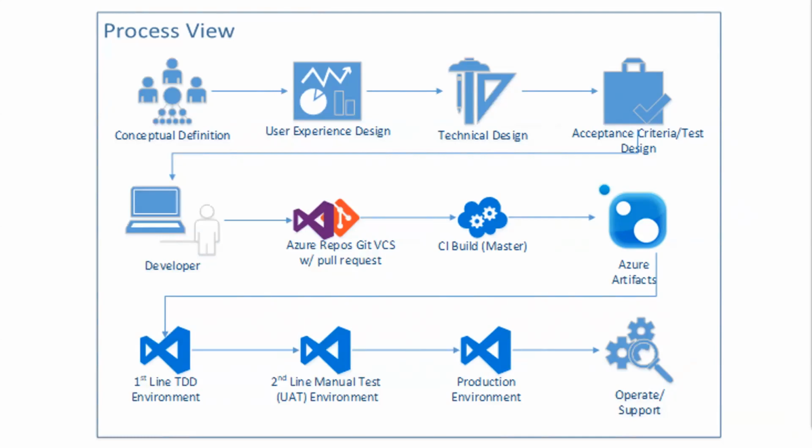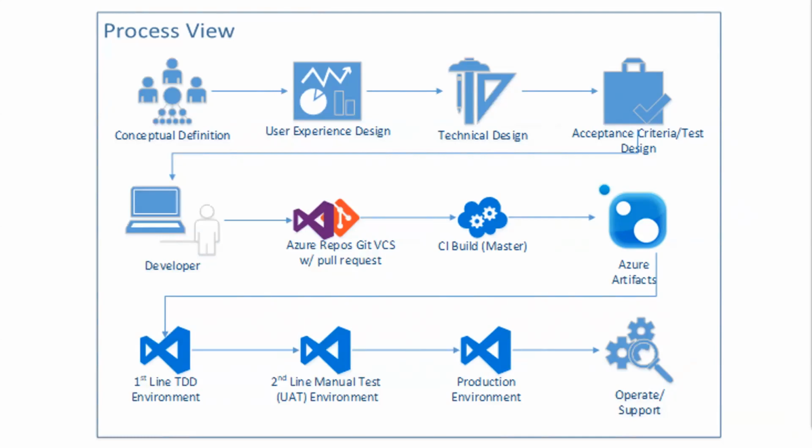Then after that, we're going to have a build process. Build process is going to produce a set of release candidate artifacts. We're going to put that in the Azure Artifact Service. Then we're going to deploy it to our first line environment. We call that the TDD environment, which stands for test driven development. In that environment, all we have is test automation. There's no manual people. There's no humans allowed on that environment type.